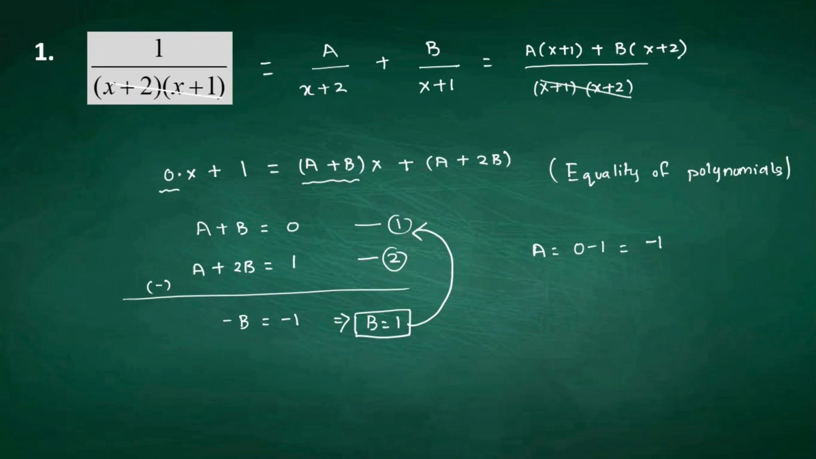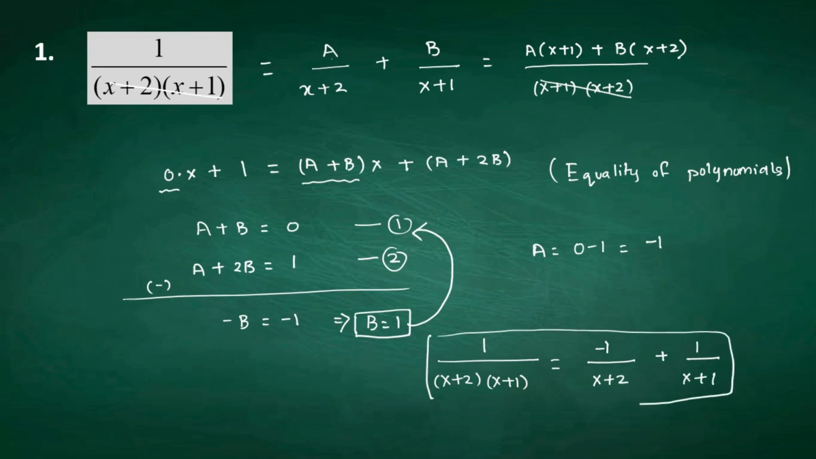So you can write 1 over x plus 2 times x plus 1 as minus 1 over... you should be careful over here, as you are using a, you have the denominator as x plus 2, so it will be minus 1 divided by x plus 2 plus 1 over x plus 1. So the partial fraction form of the given expression is this. Alright, let's see one more example.